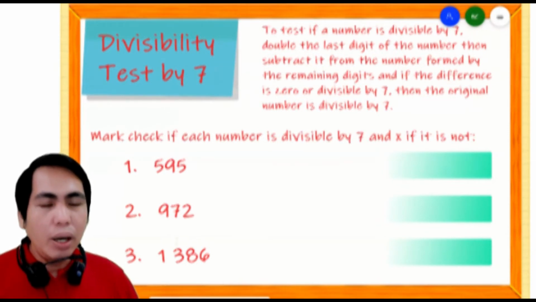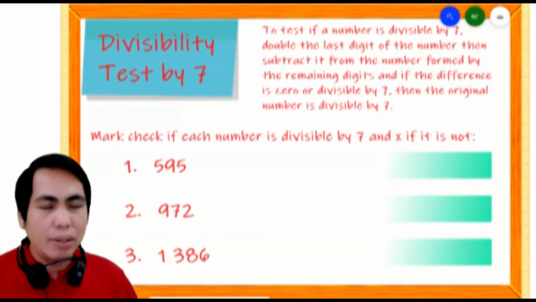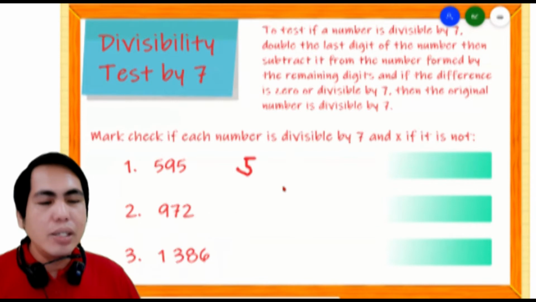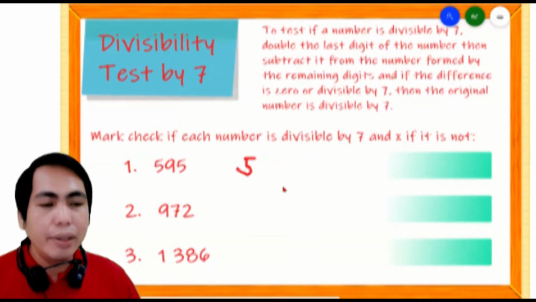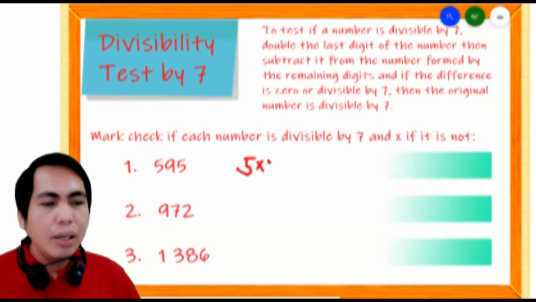According to the rule, the first step for us to identify whether a number is divisible by 7 or not is to take the last digit. For this case, example number 1, the last digit is 5. So we have 5 as the last digit in the number 595. And then we have to double it. In other words, we multiply it by 2 to give us 10.